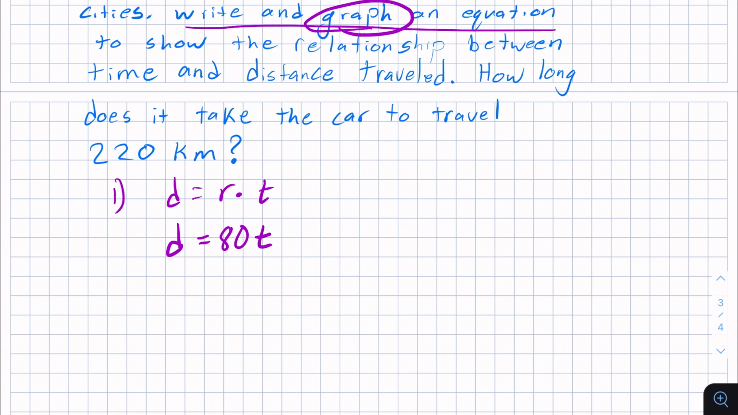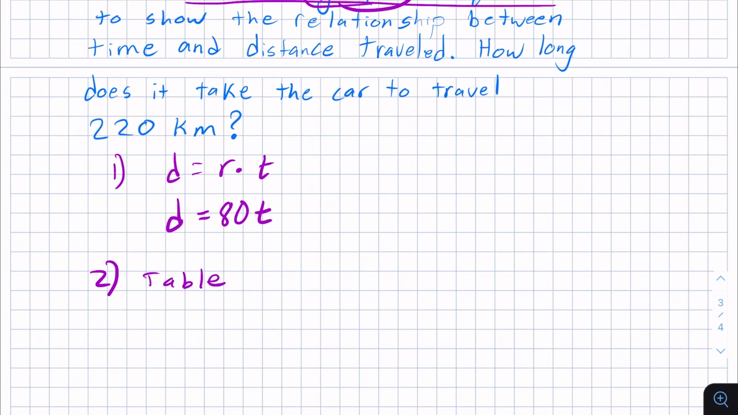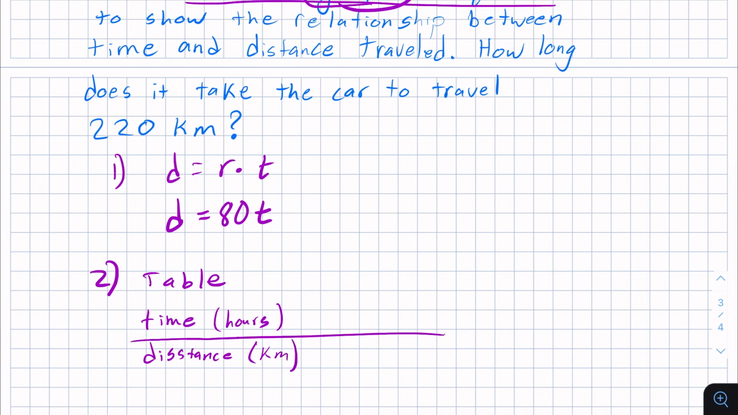Okay, now to make my graph, so part two here, I'm going to make my table. So this is my table. Again, I'm going to do a more simple table than what I did in the first example. So here, we're going to do time. Let's just make this be in hours, since we had kilometers per hour up there. And then we're going to have distance on the table, and that's going to be in kilometers. So here's my table.